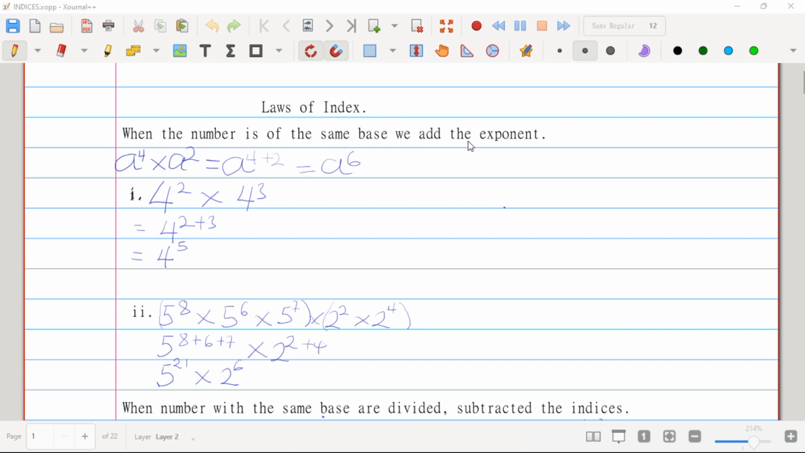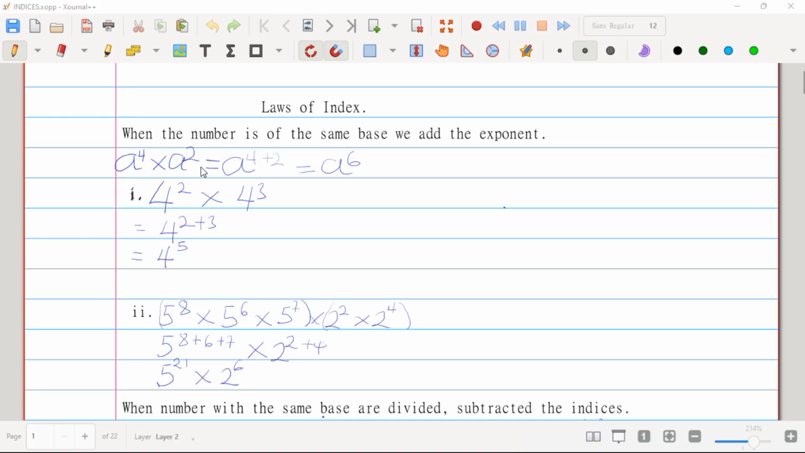we add the exponent. So all that we are trying to say is that when we have an indices notation that has its index and a base, and two or more of these bases have the same base number, what we are going to do is just add the exponents. So for example, we have a raised to the power 4 multiplying a raised to the power 2. Since they have the same base here, and the base is a, what we are going to do is just add the exponent.